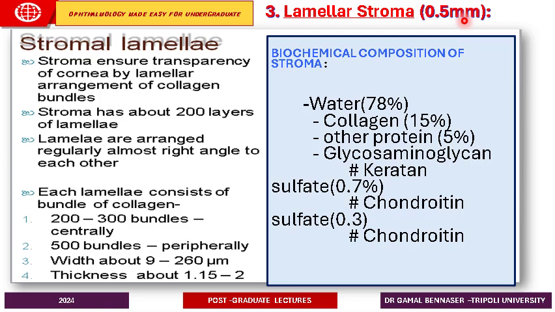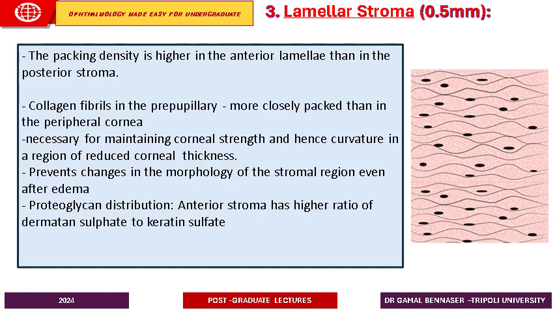Another thing we will explain in the next slides is that the types of collagen fibers differ in the anterior 1/3 of the stroma as compared to the posterior 2/3 of the stroma. As we have said before, the packing density of the collagen fibrils or lamellae in the anterior 1/3 of the stroma is much more than in the posterior 2/3 of the stroma. So the packing density here is much more as compared to the posterior part of the stroma. And this makes the anterior 1/3 of the stroma more stiff as compared to the posterior 2/3.